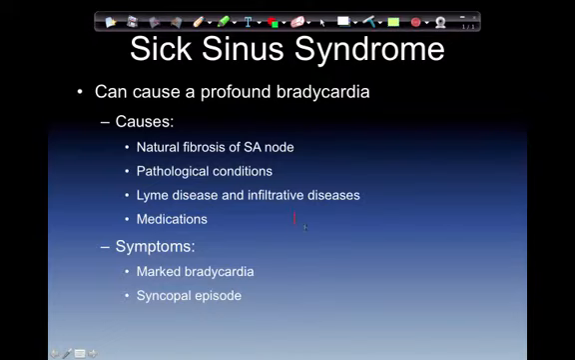A class 1. This is from pharmacology if you need a review. Class 1 is a sodium channel blocker. Class 2 is a beta blocker. Class 3 is a potassium blocker, and class 4 is a calcium channel blocker. So any of those can definitely get you into bradycardia when looking at medications.